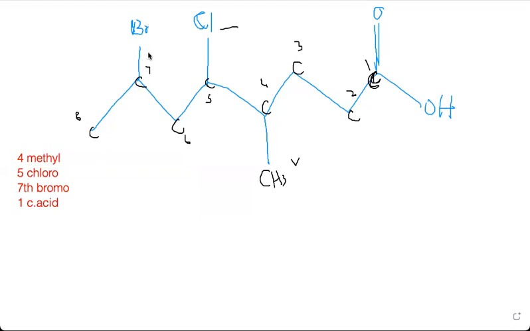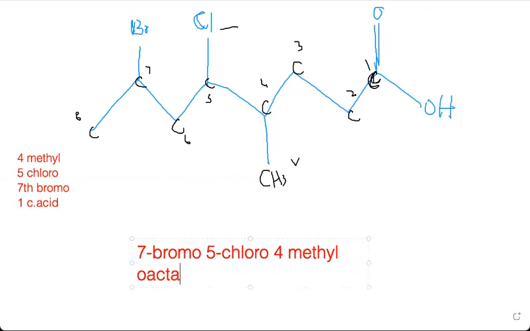The name of the chain could be octane. But before that, bromine. B comes first. So 7-bromo. Then 5-chloro, then 4-methyl. You can see I'm not going according to the numbers. Anything else? No. Then this is octane, octanoic acid.